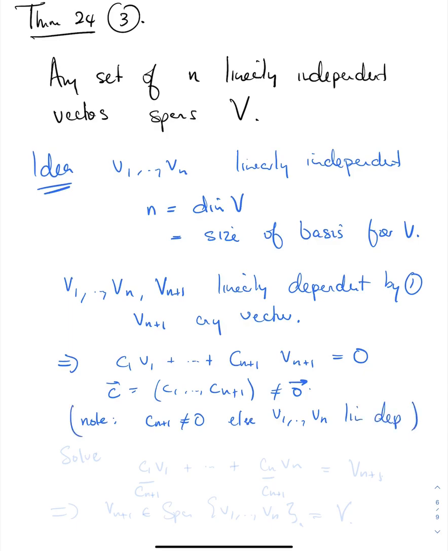Okay, so given all of that, what we're going to do is solve for Vn plus 1. So we get C1 V1 plus through Cn Vn divided through by Cn plus 1 is going to be Vn plus 1. And so Vn plus 1 is in the span of V1 through Vn. And since Vn plus 1 was any vector, we know that the span is all of V. There's the idea.